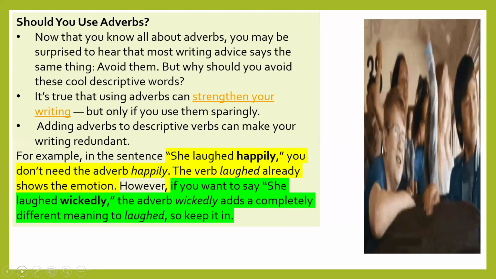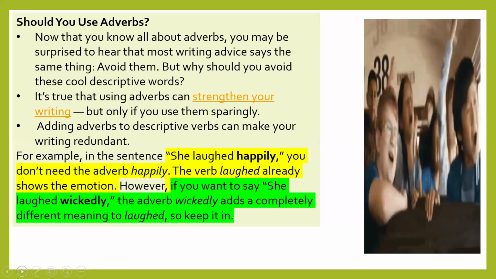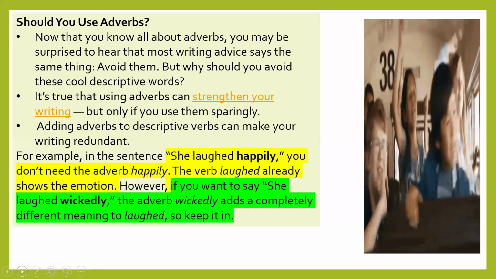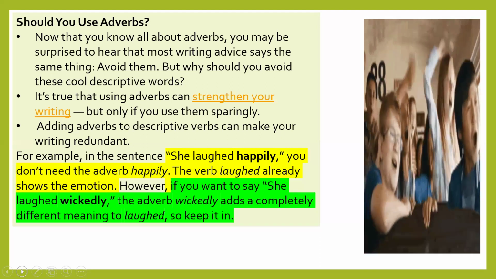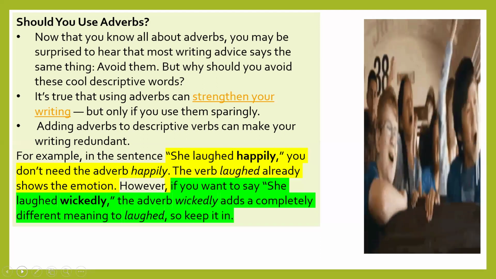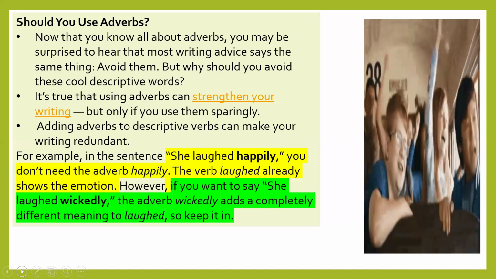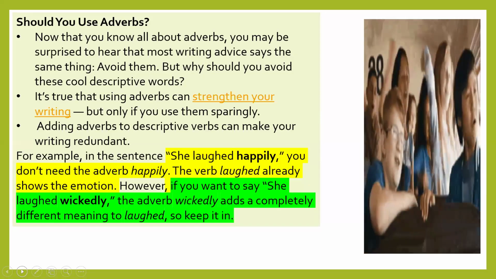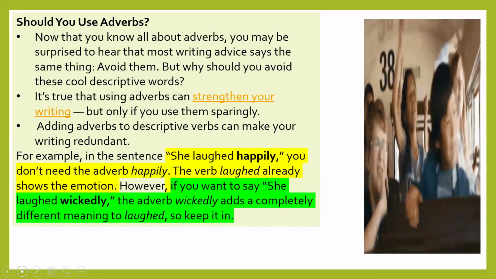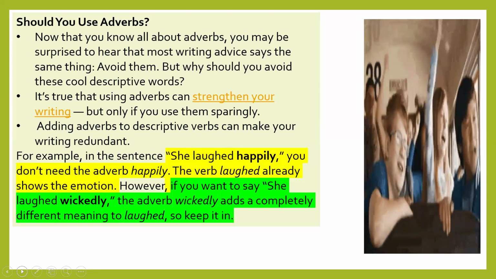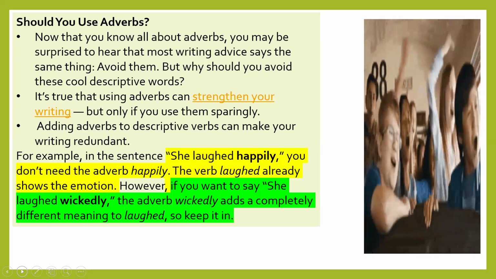For example, in the sentence, she laughed happily, you don't need the word happily. The verb laughed already shows the emotion. She is happy, so there is no need to use the adverb happily. However, if you want to say she laughed wickedly, the adverb wickedly adds a completely different meaning to laughed, so keep it in. These are the points you have to take care of.